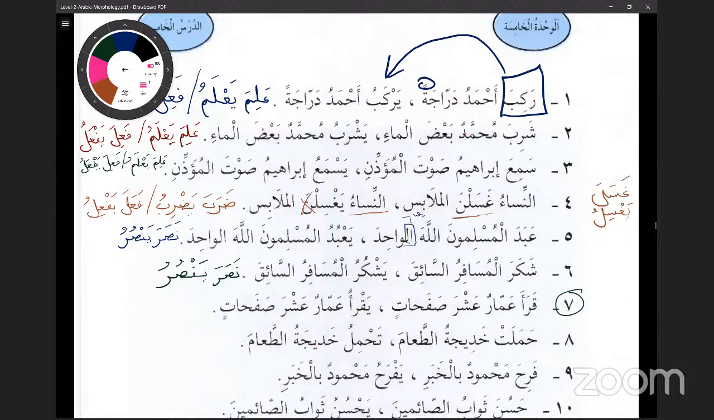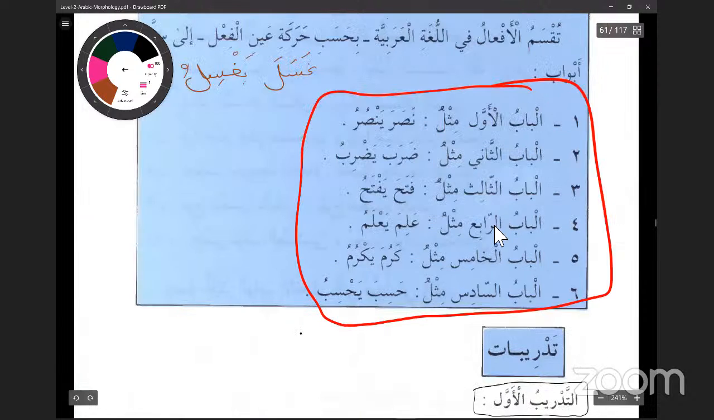That comes from Nasara Yansuru, because it's yaqra'u. So we have a Ra'u, fatha. Subhanallah. No, these are the... So it would be, let me make sure I get this right.